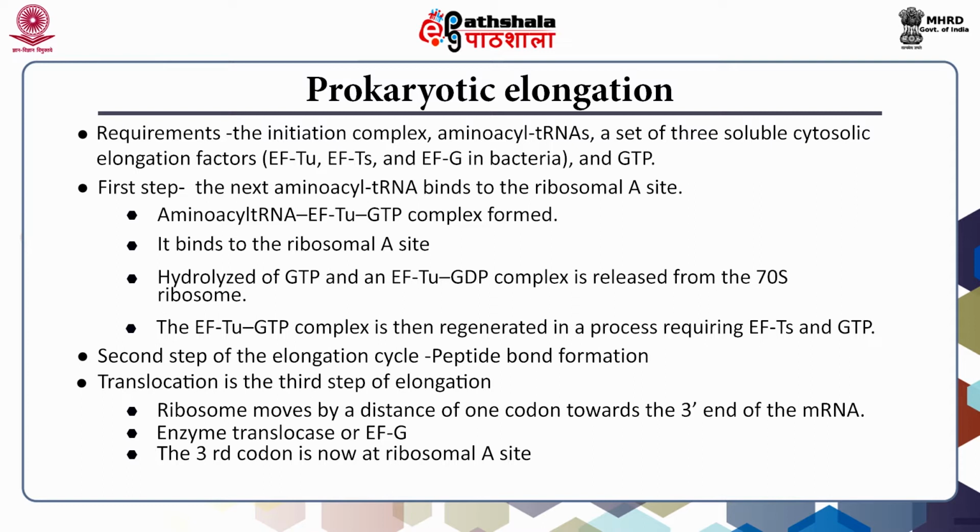For each amino acid molecule added to the growing polypeptide chain, 2 GTP molecules are hydrolyzed into GDP and pyrophosphate.